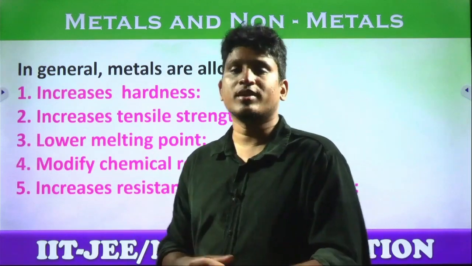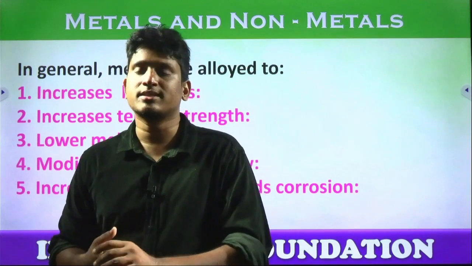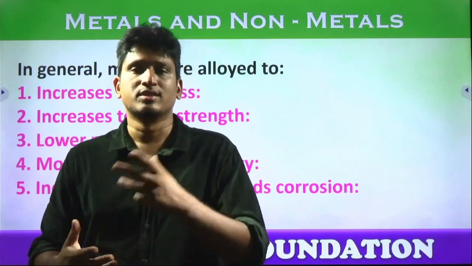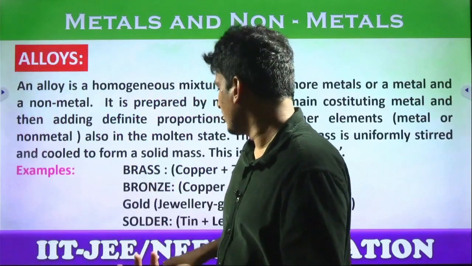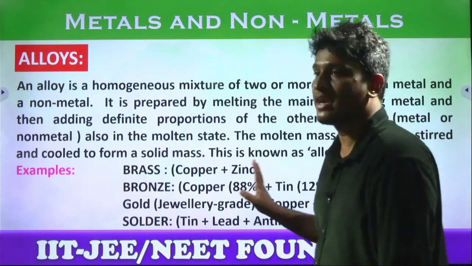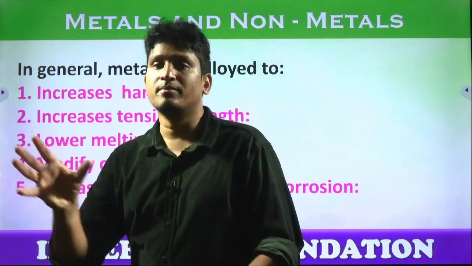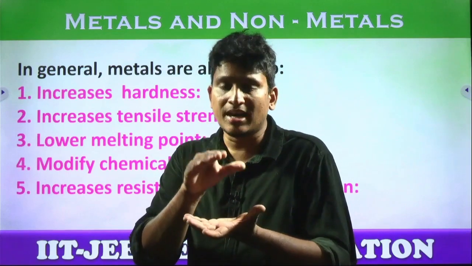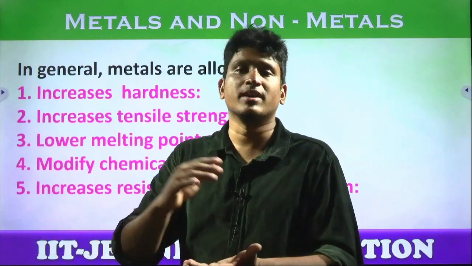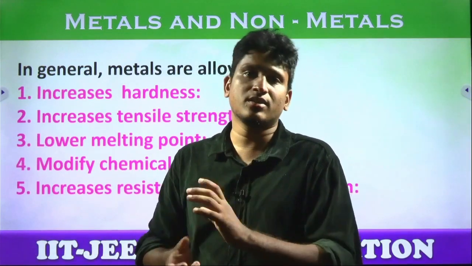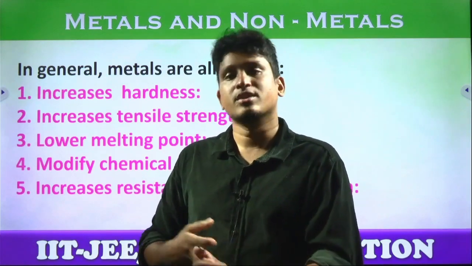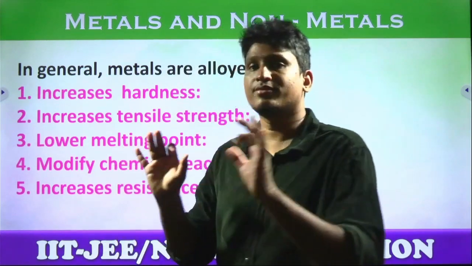Lowering the melting points. Lowering the melting points is mainly useful for welding purposes. For example, solder. In the previous slide we discussed solder, which is an alloy of tin, lead and antimony. The mixture has a lower melting point than the constituent metals. So we can easily weld, yes or no, at normal temperatures only. So for welding purposes, this factor is one of the most useful.